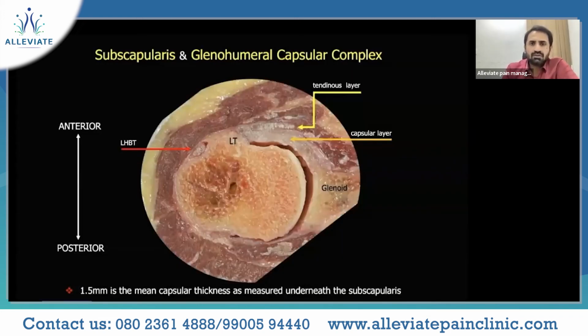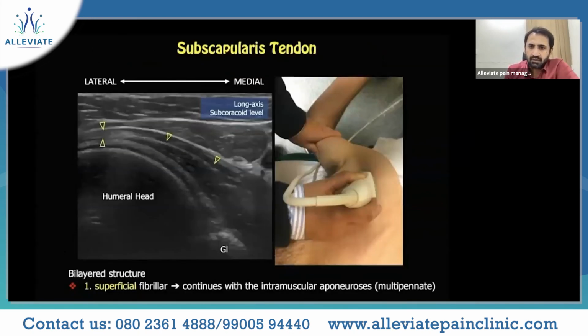This is your subscapularis and its relation with your glenohumeral capsular complex, wherein you can see that the subscapularis comes and attaches to your lesser tuberosity, and there is a superficial tendinous layer and a capsular layer, which again gets connected into your joint. It also shows that your subscapularis tendon is multipennate, not to be confused with tears.